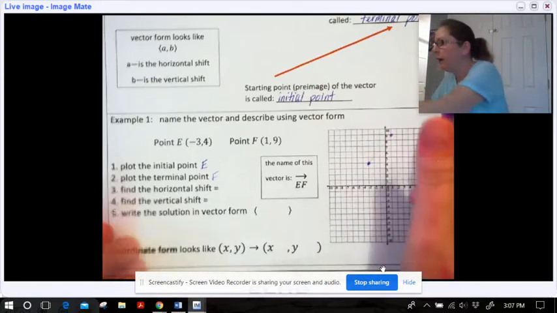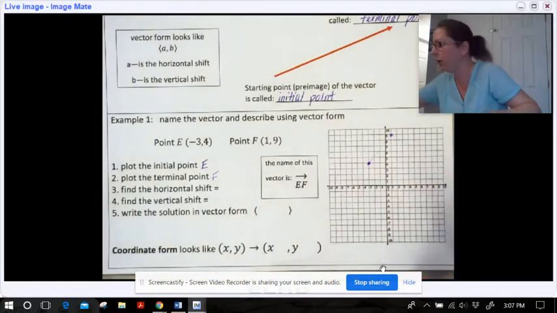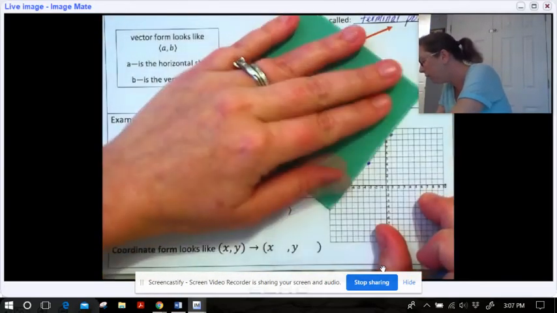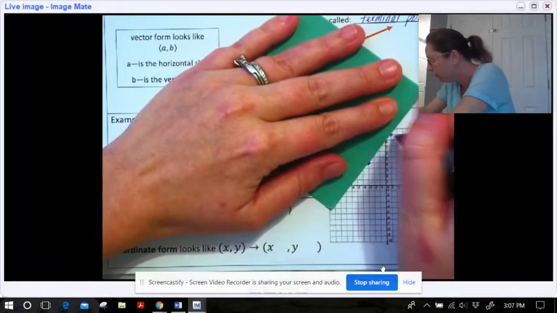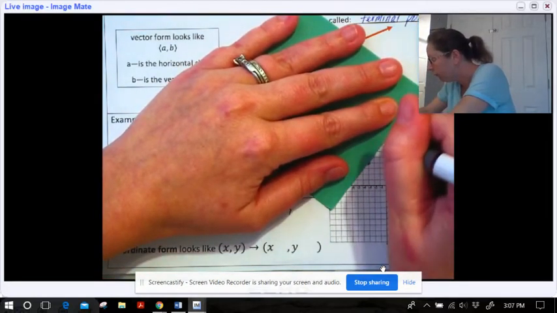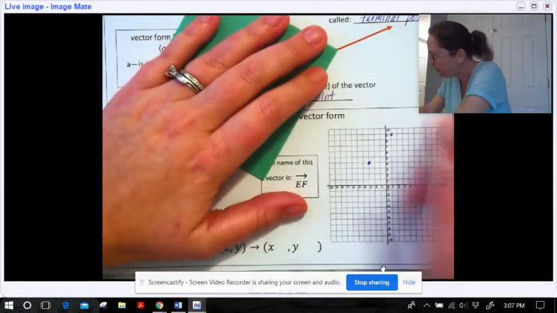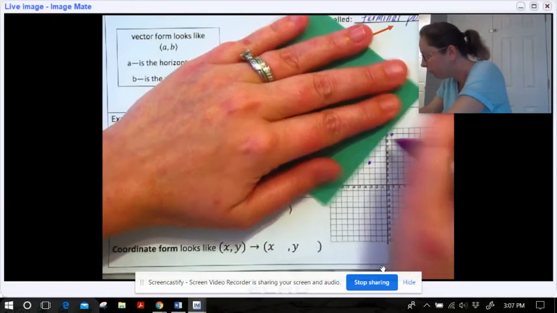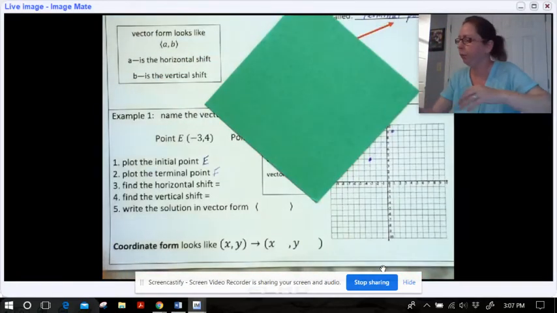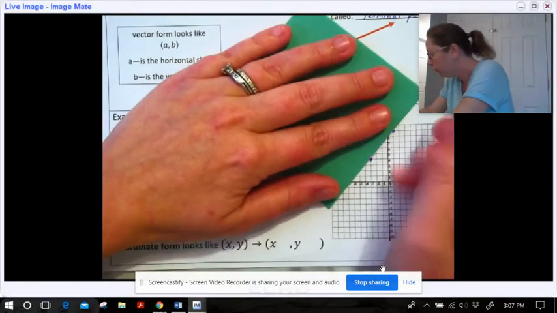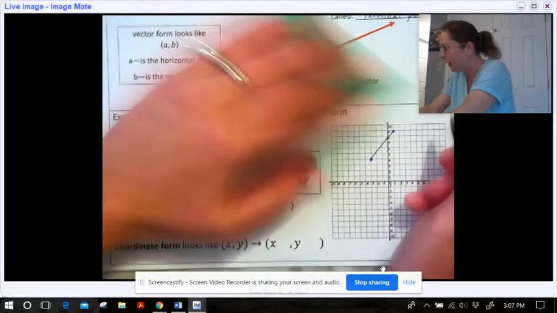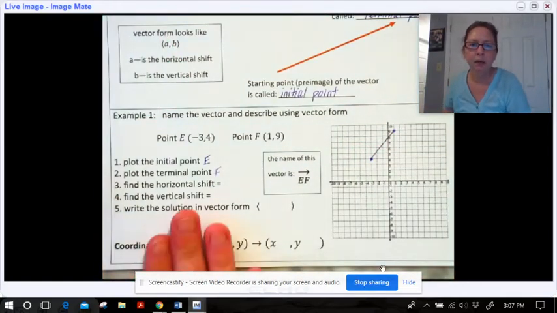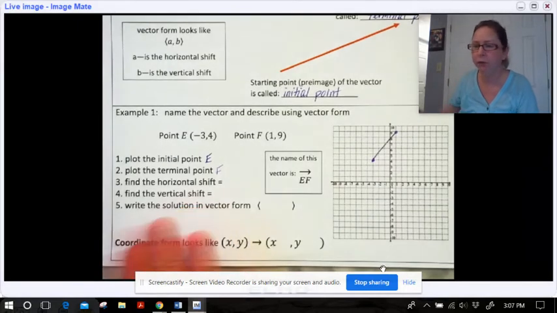I'm going to try to connect these. Let me use a straight edge here. Just a sheet of paper works well as a straight edge if you don't have a ruler. Oh, this pen just doesn't want to work. Let me grab a different pen. There we go.